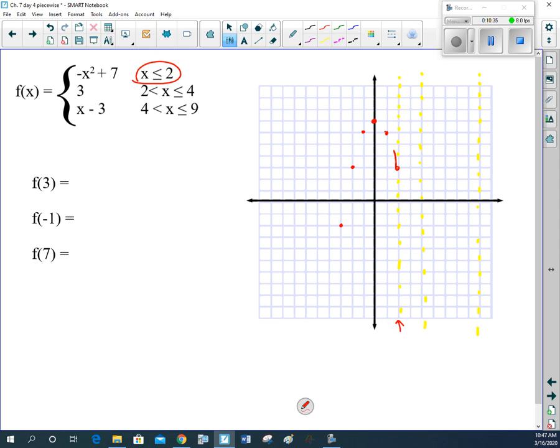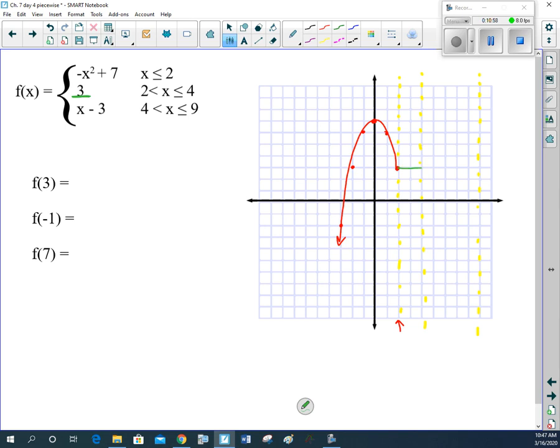So here's my parabola with the domain restriction given. On the boundary line, it's a closed circle because it is equal to right here. So that was equal to, so it's a closed circle. Okay, now I'm going to go and do the next one. The next one happens to be y equals 3. Well, y equals 3 is a horizontal line at 3. So I'm just going to count up 3 and do a horizontal line.